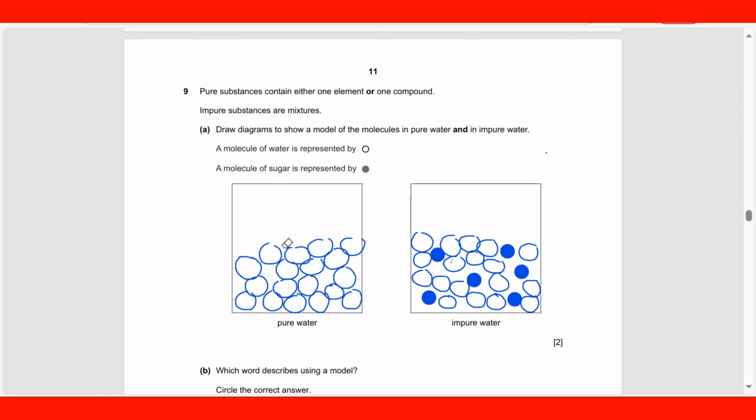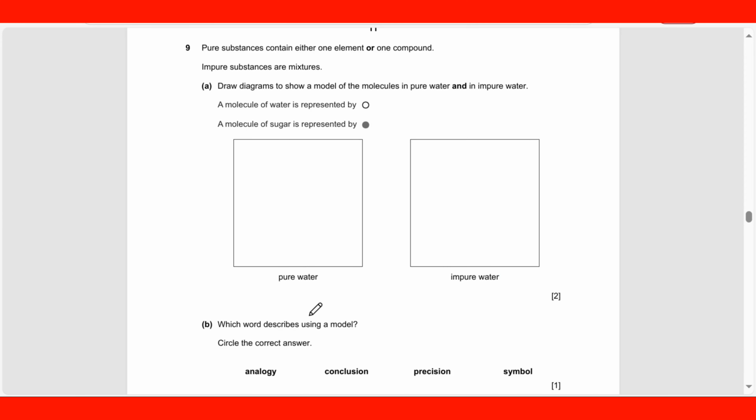Well, here's the answer. You can see pure water is only white circles, and impure water contains sugar molecules. So this is sugar dissolved in water. So this is impure water. Let's move on.